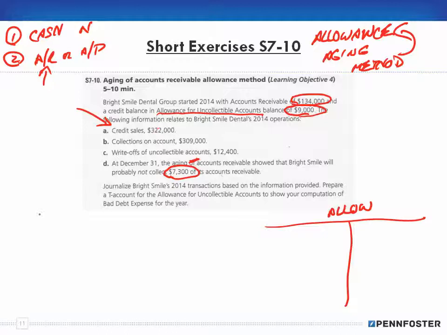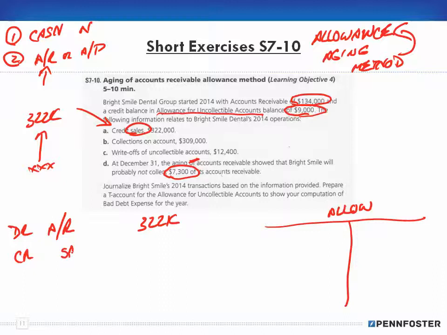So if I have credit sales and they're increasing because I start out at whatever dollar amount and I just make 322,000 more, I'm going to debit my accounts receivable for 322,000. And I'm crediting what? Debits have to equal credits, so I have to credit something else. Well, what am I doing? I'm making sales, so I will credit sales revenue for 322,000. Okay, so that's the journal entry for letter A.